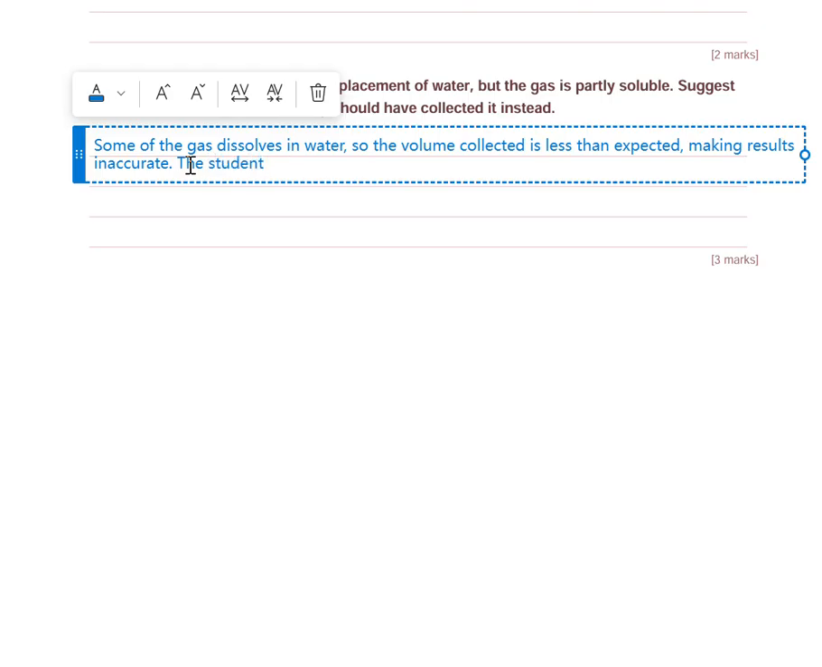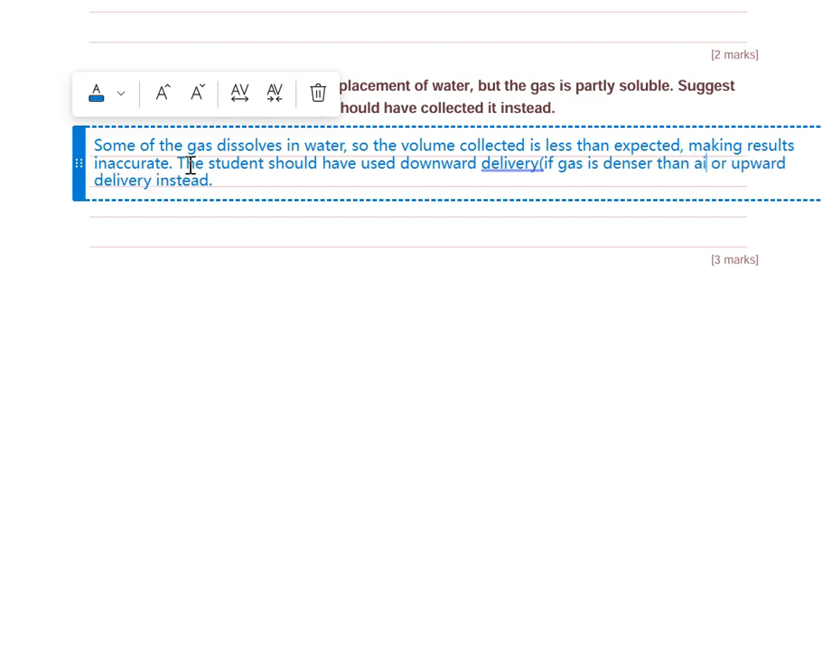The student should use gas syringe delivery instead. But sometimes, if you want to be a bit safer, because it's a 3 mark question and you're scared the teacher won't give you the mark, you can just write it in bracket form. Upward delivery, which is obviously for gases less dense than air.